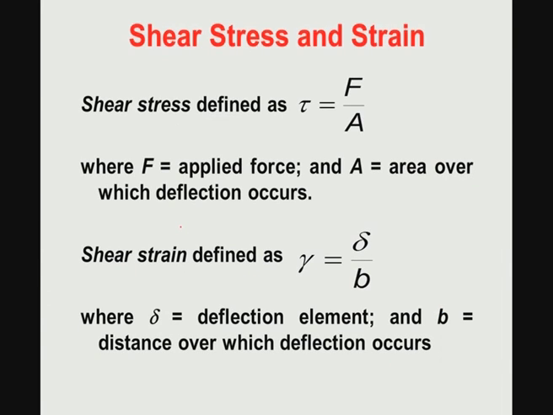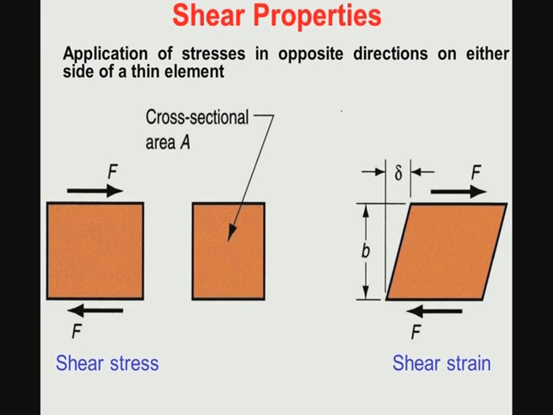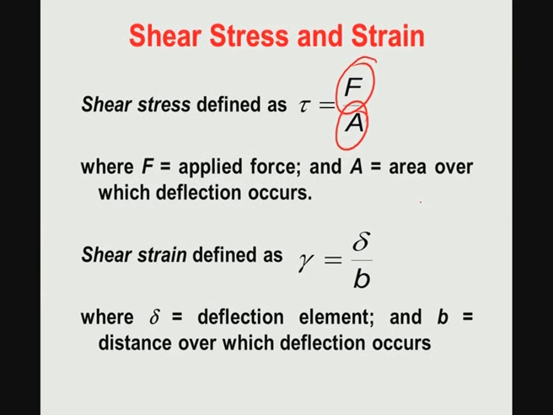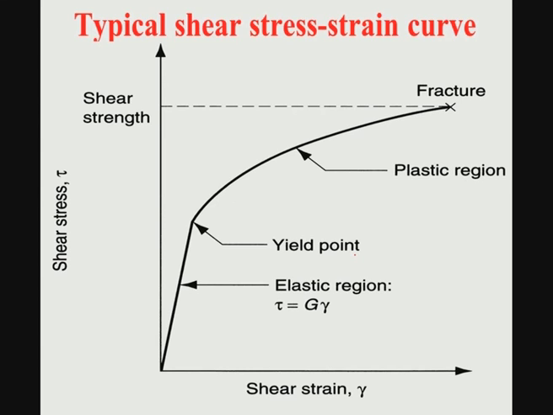Last one is the shear properties. Now, shear stress is defined again by the force divided by the cross sectional area. What is the force? You are applying force here. What is the cross sectional area? That is the area of this plane, okay, and shear strain is the deflection element divided by the distance over which deflection occurs. And what is the typical shear stress shear strain response? You get an elastic response followed by the plastic region and fracture. Again in the elastic region the slope will give you the shear modulus, and then it goes to plasticity, goes to fracture. So, this brings us to the end of the manufacturing and some of the properties of metallic implants.